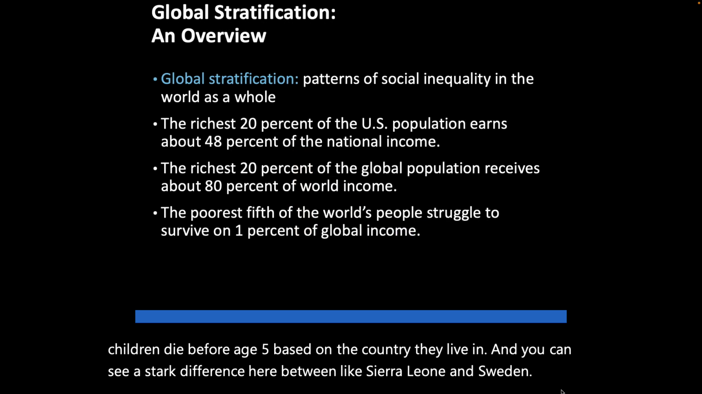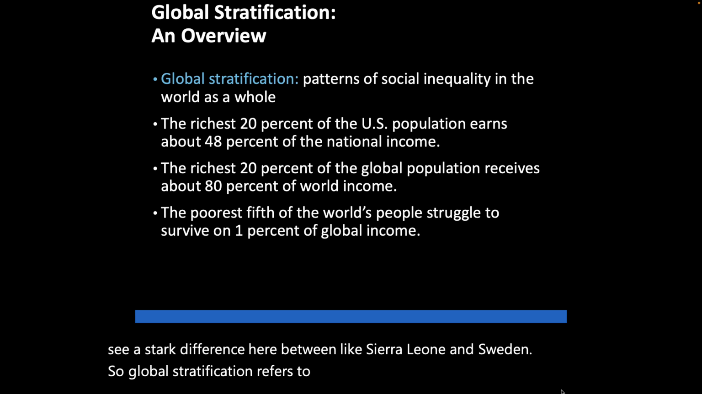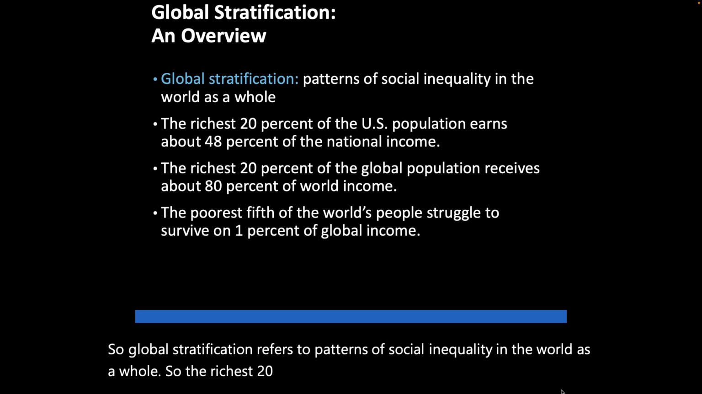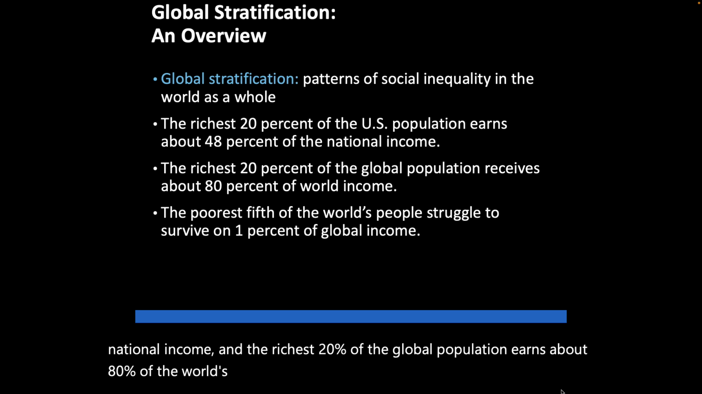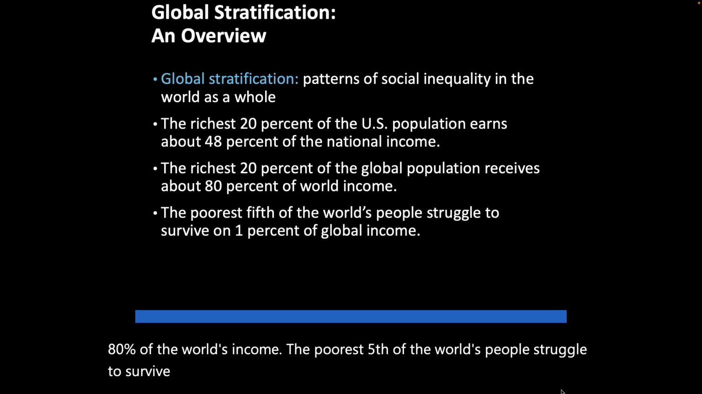So global stratification refers to patterns of social inequality in the world as a whole. The richest 20% of the US population earns about 50% of the national income, and the richest 20% of the global population earns about 80% of the world's income. The poorest fifth of the world's people struggle to survive on 1% of global income.